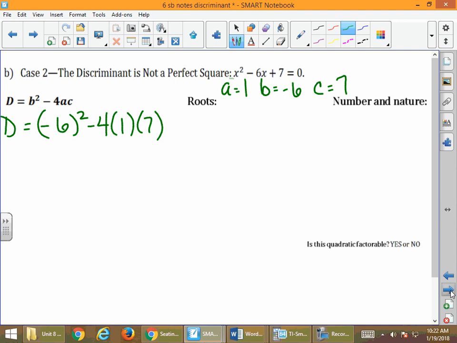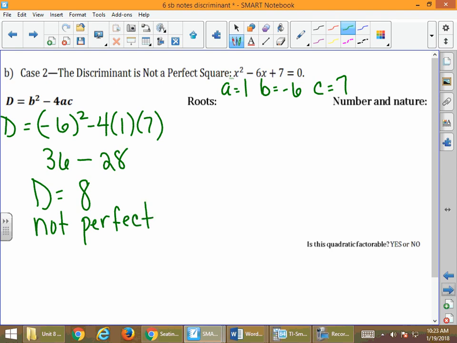If you're typing this into your calculator, you have to have parentheses around the -6. Because -6 squared is 36, not -36. It's -6 times -6. 4 times 1 times 7 is 28. And 36 minus 28 is 8. That's our discriminant. And again, this is not a perfect square. It's up there at the top of the situation, but just to label it a little bit more specifically.